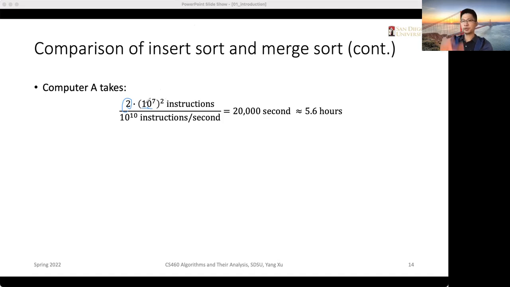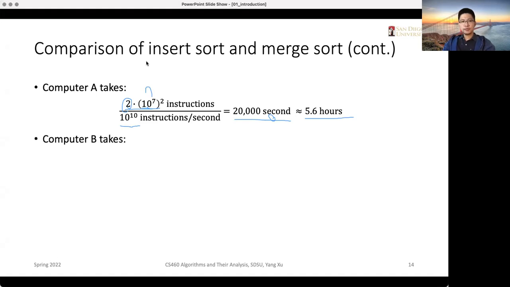So according to the formula of the first algorithm, we need 2 times n squared instructions, right? n is 10 to the power 7. And we know that computer A will execute 10 to the power 10 instructions per second. So we divide that number by 10 to the power 10 to get the total time needed, right? Which is 20,000 seconds, which is actually 5.6 hours. That's already a long time we need to wait.